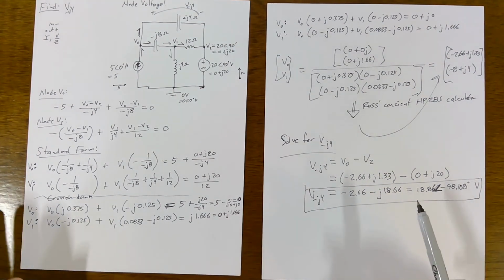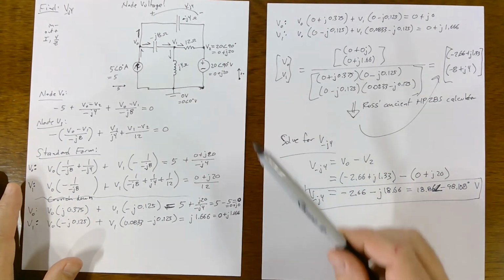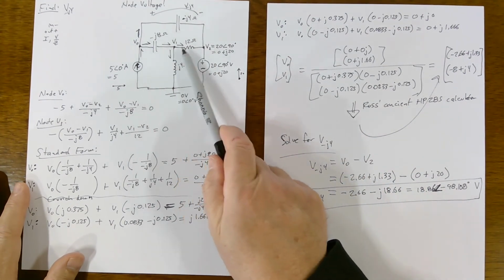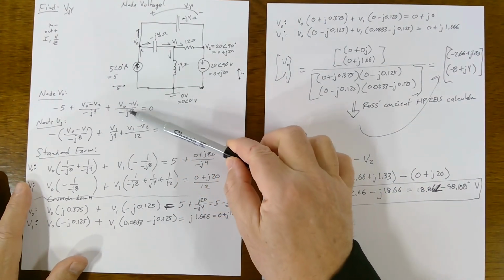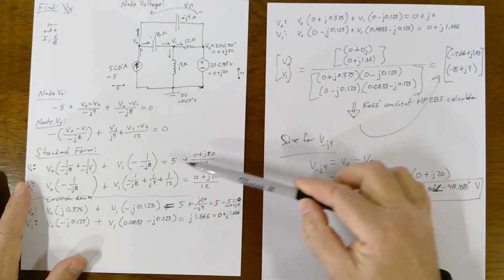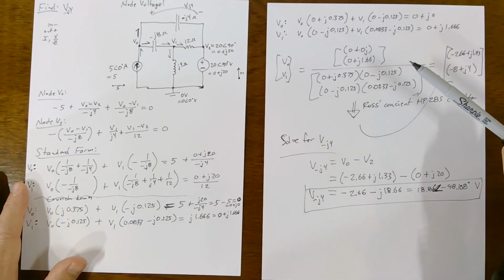Right? Conceptually, not too bad. It's just node voltage. It's just that we've got all these complex numbers to deal with, which makes the math tedious and error prone.